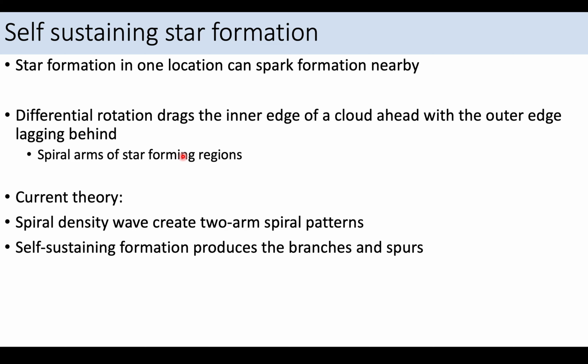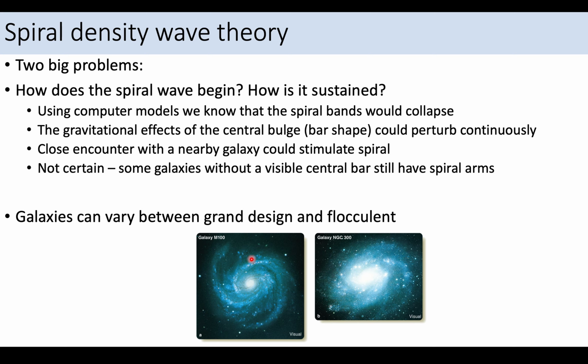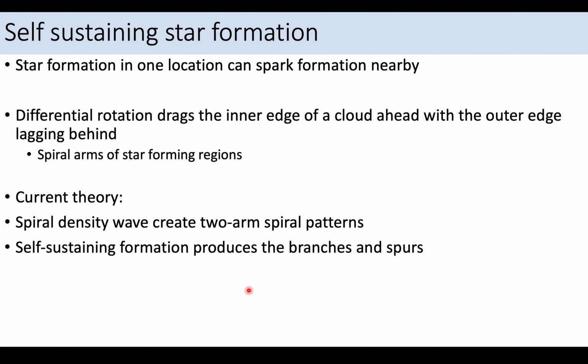So the most up-to-date or the most widely used current theory is that the spiral density wave theory creates the two-arm spiral patterns. So that two-arm grand design pattern is caused by the spiral density wave theory. But also, the self-sustaining formation of stars is what produces the branches and the spurs. So like in our galaxy, we don't have a perfect two-arm spiral pattern because we have this self-sustaining star formation occurring that's causing the branches and the spurs outside of these two spiral arms.